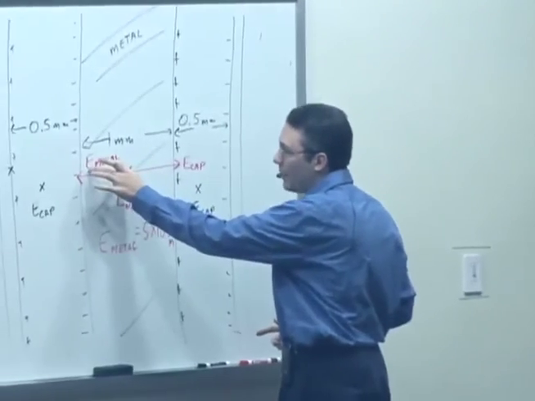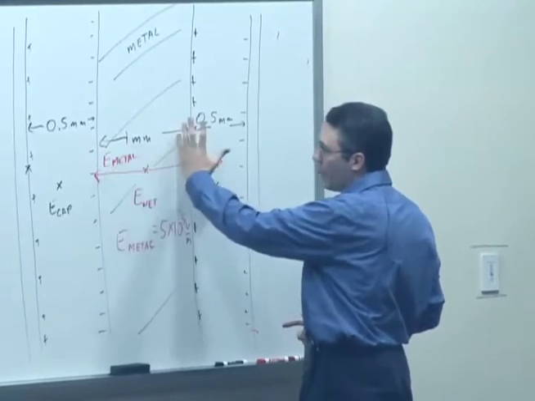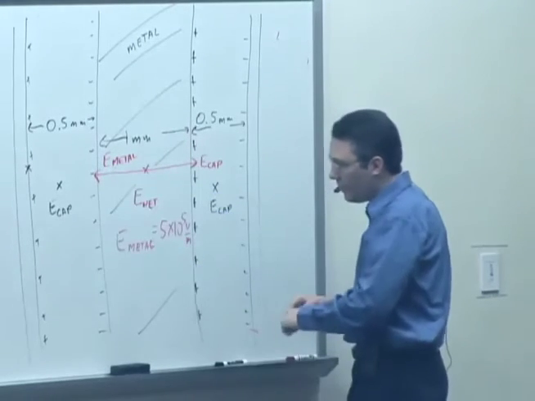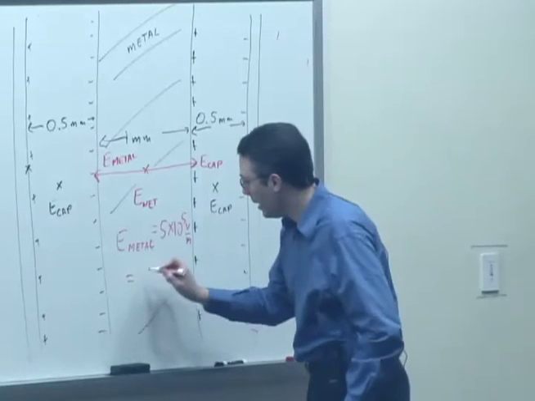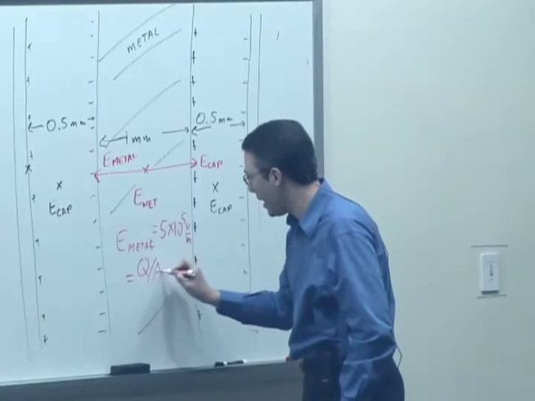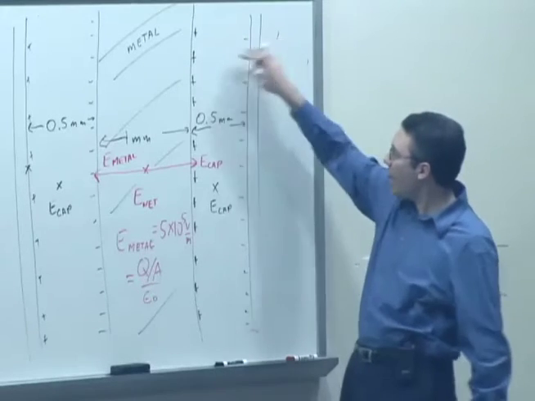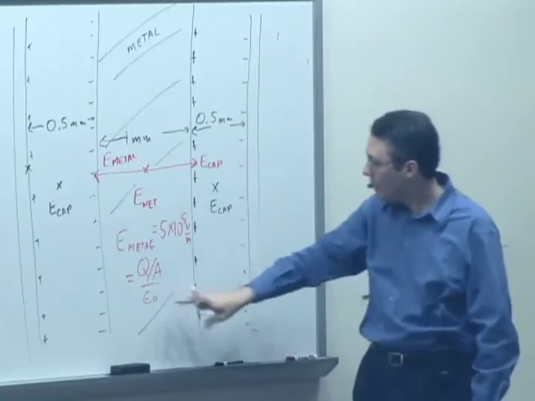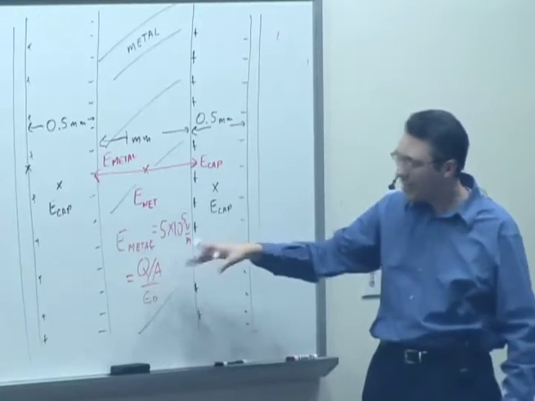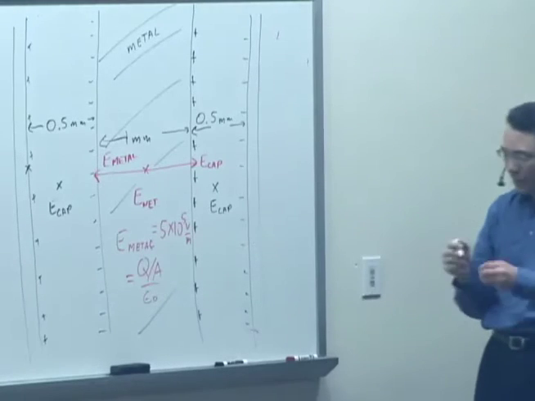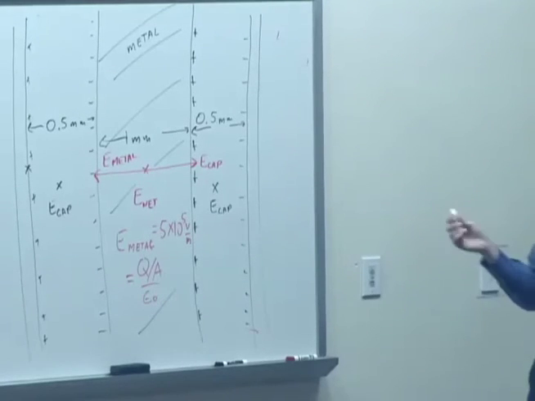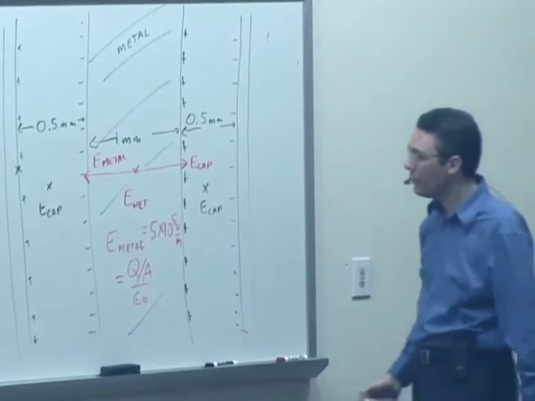So the electric field due to the charges on the metal should in fact be equal to Q over A over epsilon naught. Well, it's the same area as our original capacitor. There's no dependence on the distance, right? Because if the gap is small enough, then the field is uniform.